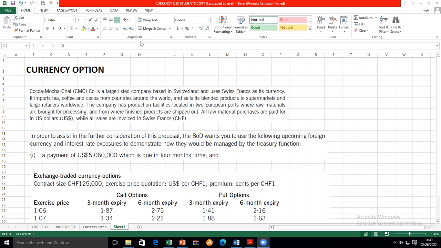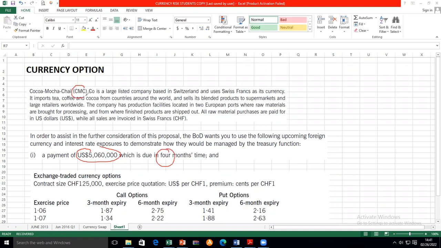What have we been looking at? We've been looking at managing this exposure. There's an exposure here, a payment which is due in 4 months' time. Remember? So you've got a payment in dollars, $5,000,000 due in 4 months' time. By what? By a company.